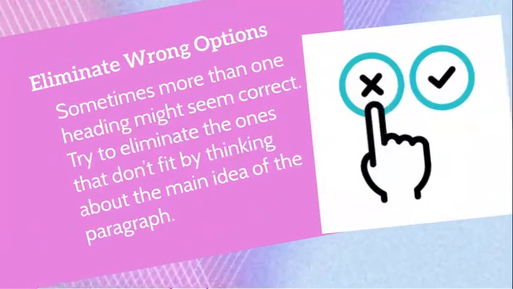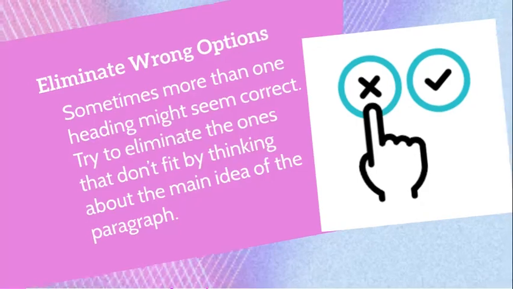And the last strategy is eliminate wrong options. There will be some options which will not match at all. So eliminate, put a cross mark on that first, and then whatever is remaining, you read them, skim the passages, and then try to find out the main idea of the paragraph, and you can match the heading with the paragraph.